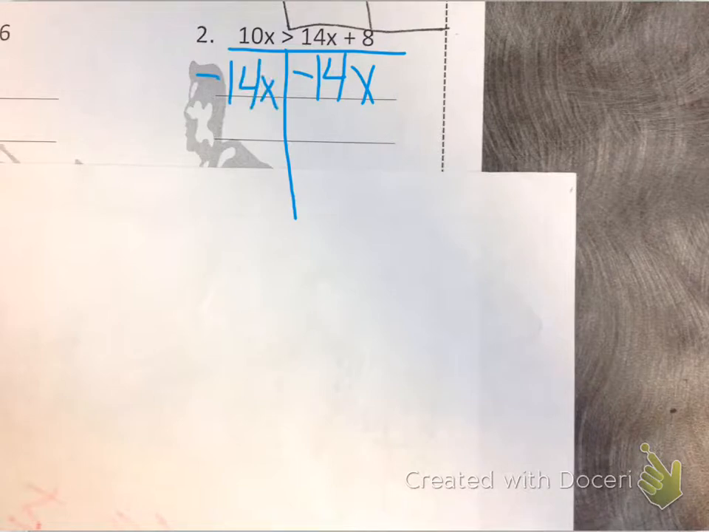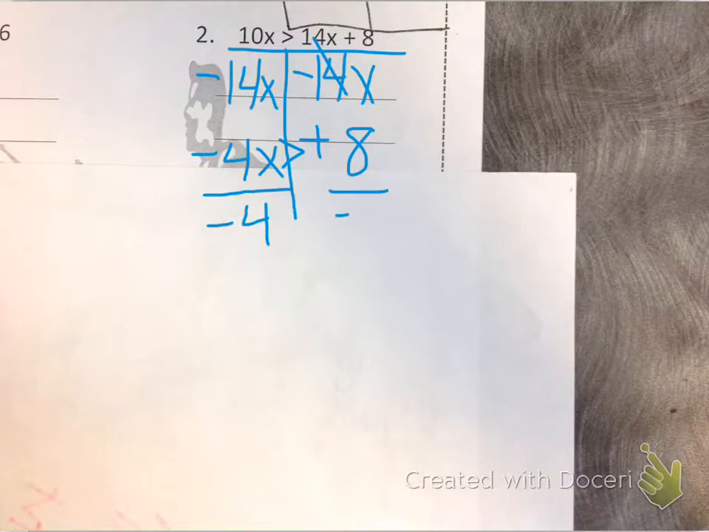And for this side we get 0. So we have plus 8 left over. And 10 minus 14, we're going to get a negative 4x on this side. Our inequality is not going to change, so we're going to leave it right there in the middle. Now the only thing that we have left attached to the x is a negative 4. So we're going to go ahead and divide by negative 4 on both sides of the inequality.